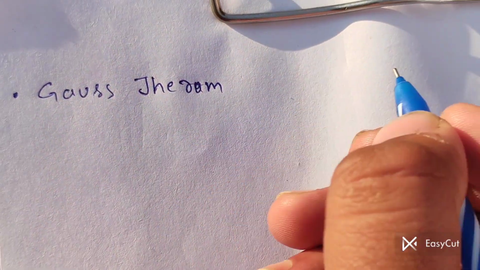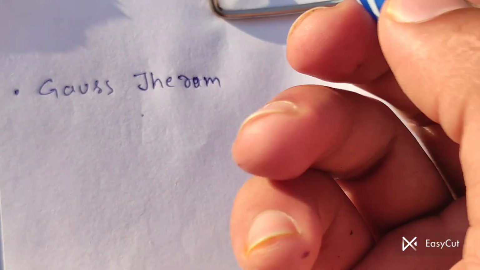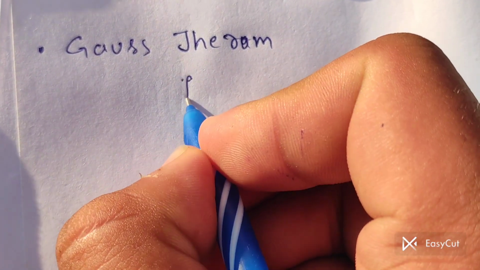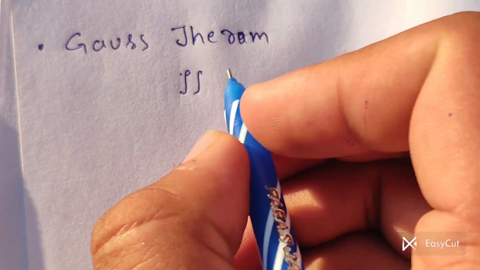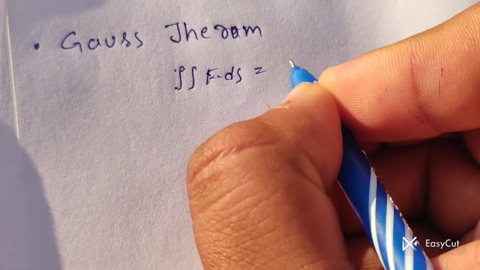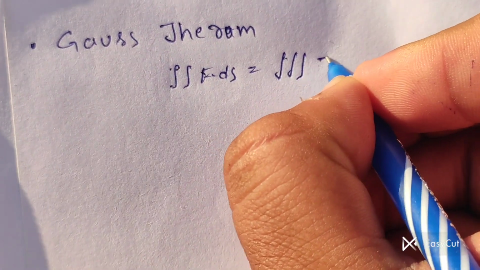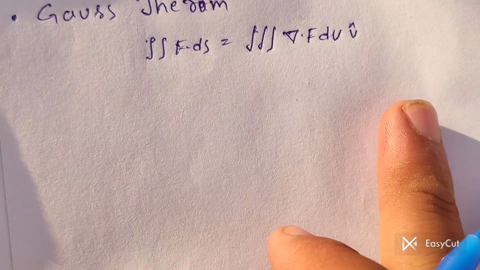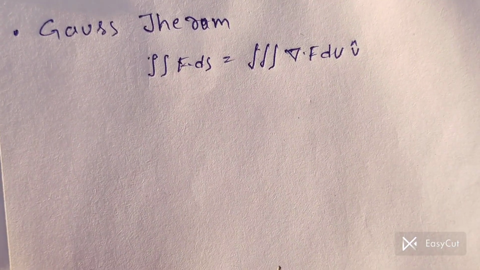Let's talk about the Gauss Theorem of Divergence. The Gauss Theorem of Divergence says that with the help of the Gauss theorem, we can simply convert a surface integral into a volume integral, that is, the divergence of F dV. This is the overall definition of the Gauss theorem.